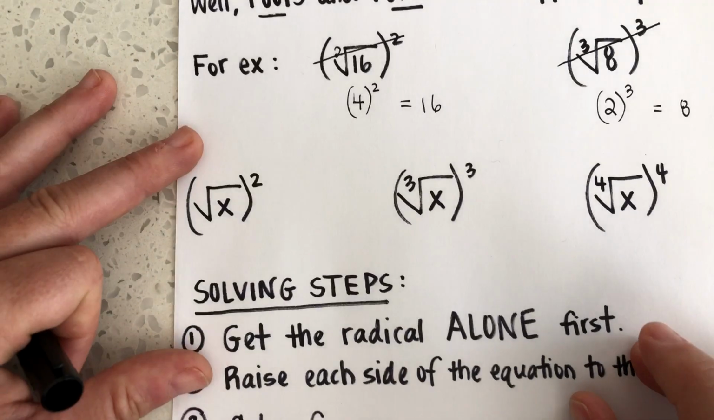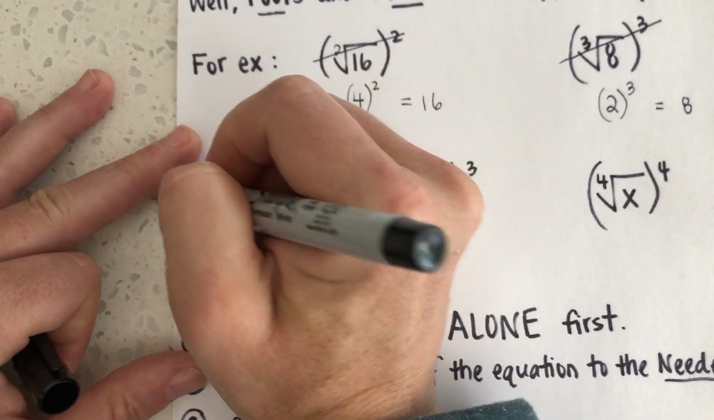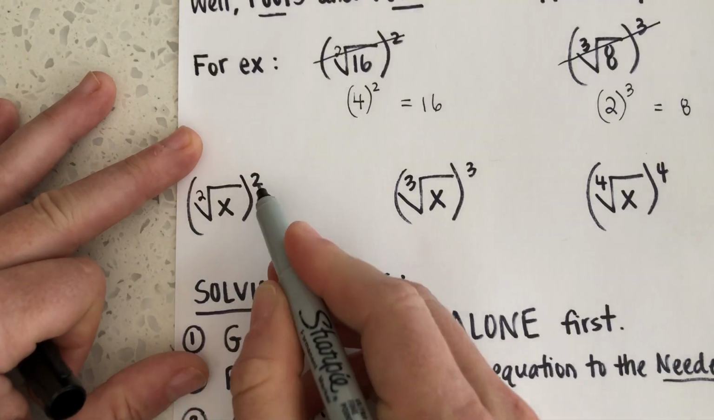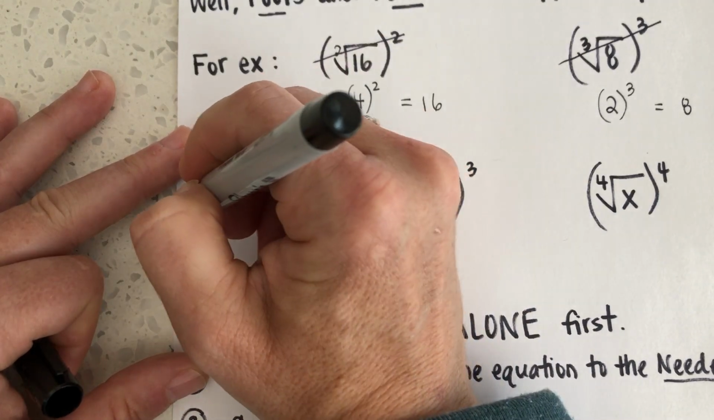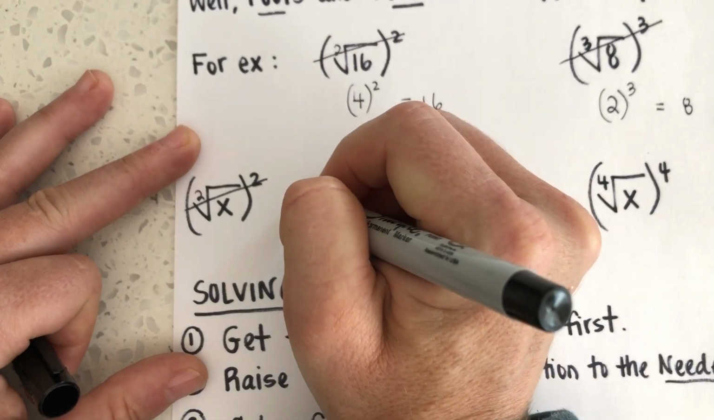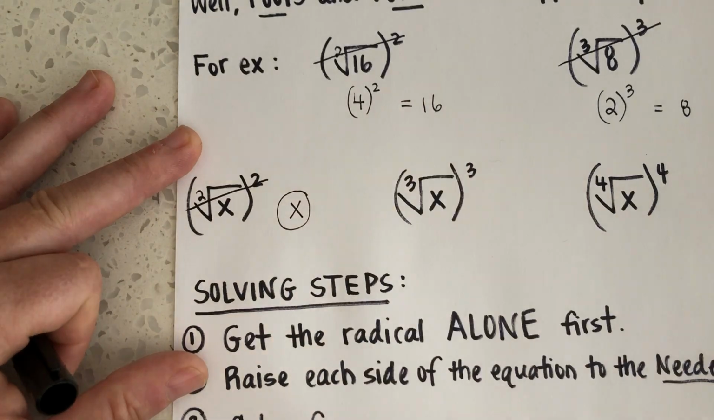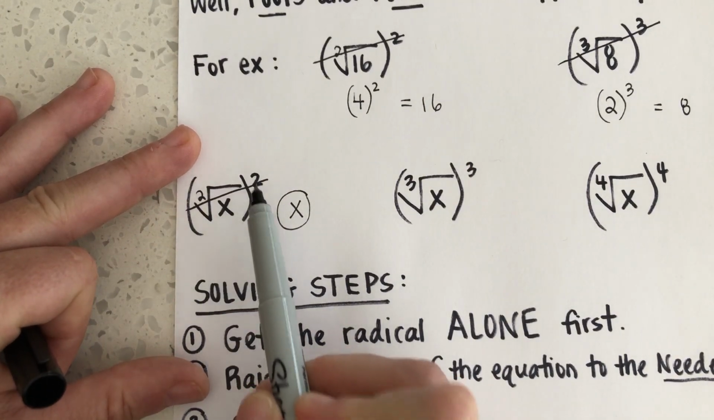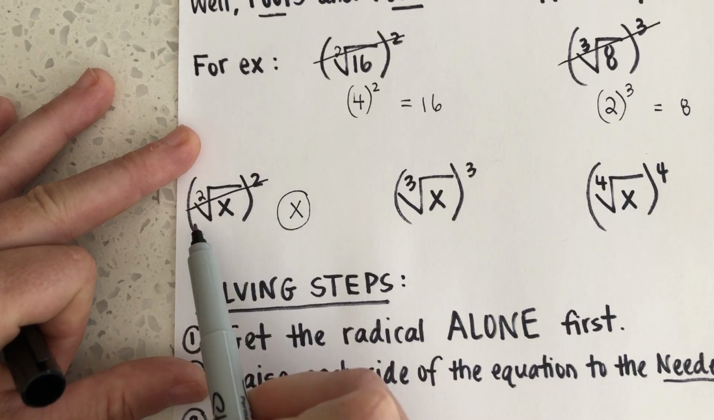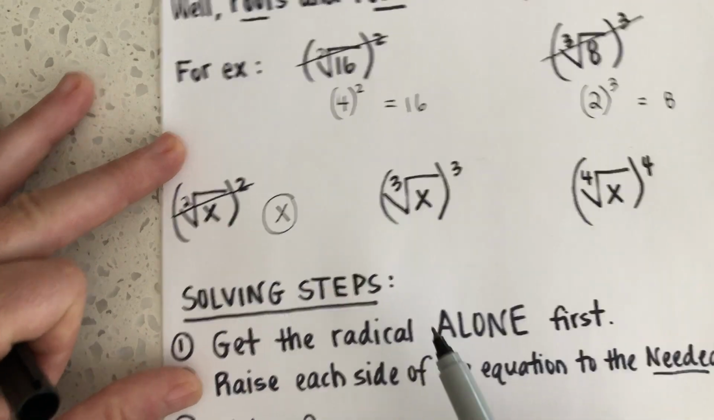So in the future, if you have the square root of x squared, what is this root of 2 and power of 2 going to do to each other? They're going to cancel each other out, and you're going to be left with just x. So if you ever have to get rid of a square root, then square it. That power of 2 will get rid of that root of 2.